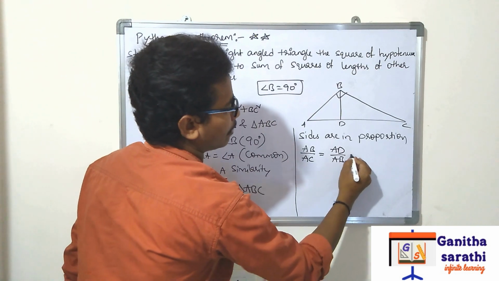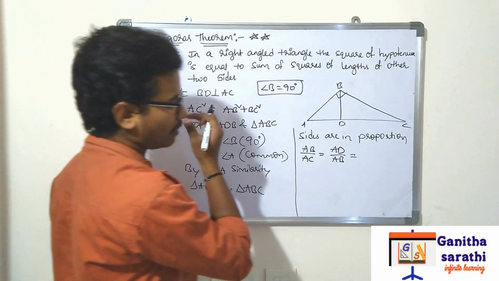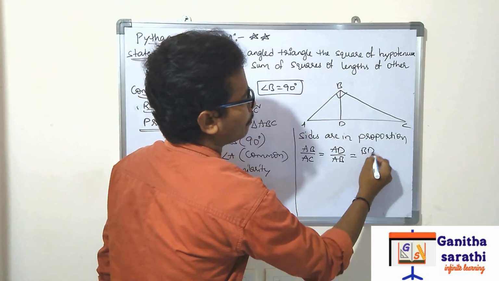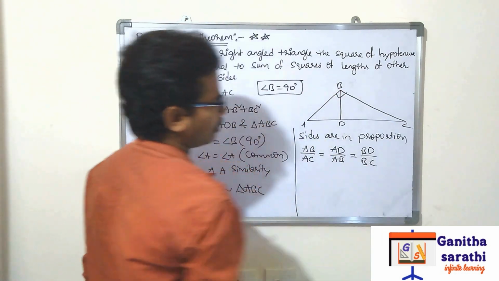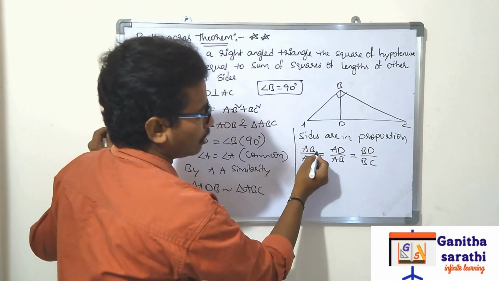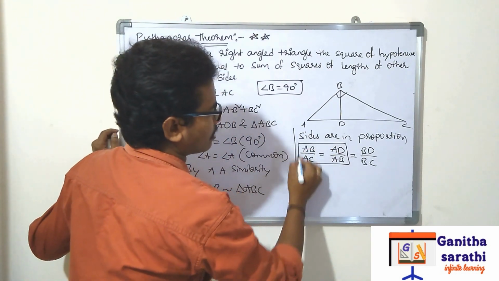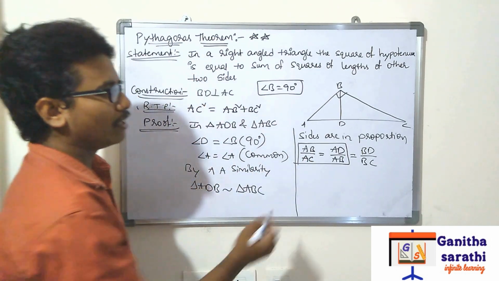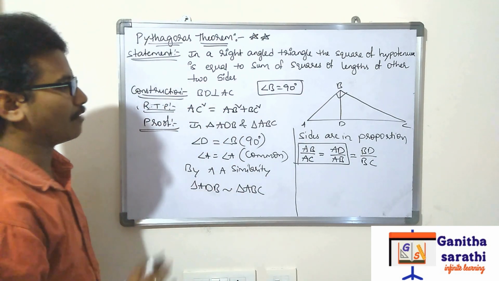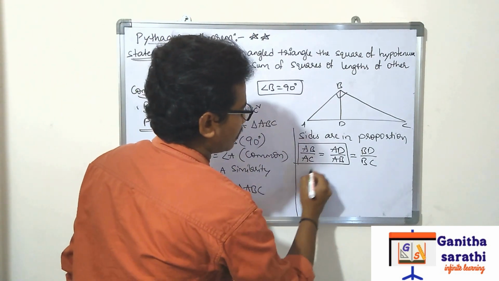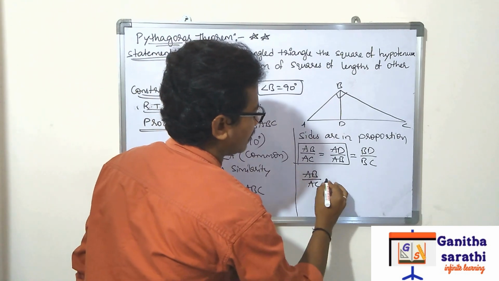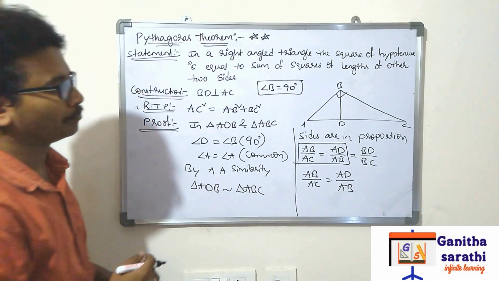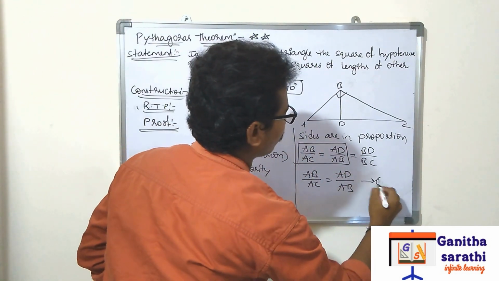So AD by AB is equal to the remaining side. In the small triangle, BD is the remaining side. In the big triangle, BC is the remaining side. These two are enough for us. Why? Because AB into AB will be AB square, AC into AD. Now AB by AC is equal to AD by AB. Understood all of you? That is equation number 1.